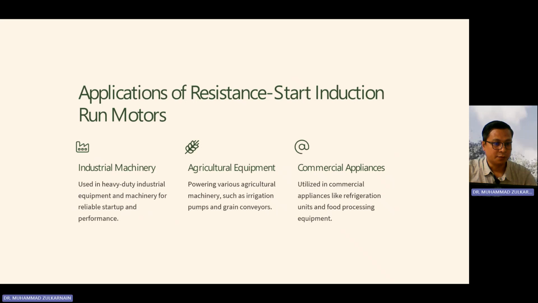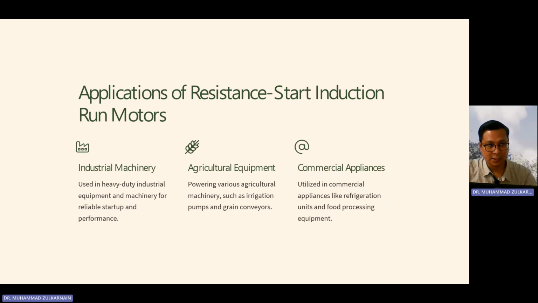So now we go to the application, maybe in the industrial machinery, use heavy duty industrial equipment and machinery for reliable startup and performance, yeah, for startup only. And then if you go to agriculture equipment, powering various agriculture machinery such as irrigation pump and grain conveyor. And the last commercial application is utilized in a commercial appliance like a refrigeration unit and food processing equipment.